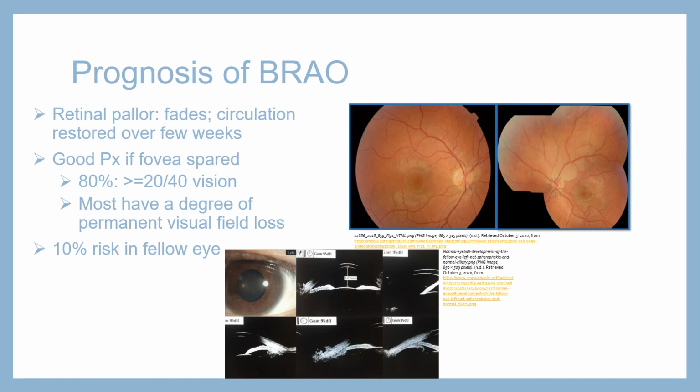Prognosis of BRAO varies depending on the severity and the specific case. Retinal pallor fades and the circulation is restored over a few weeks typically. The prognosis is good if the fovea, the part of the retina responsible for central vision, is spared. 80% maintain vision of 20/40 or better, I should say. Most do have a degree of permanent visual field loss. There is a 10% risk of BRAO occurring in the fellow eye.